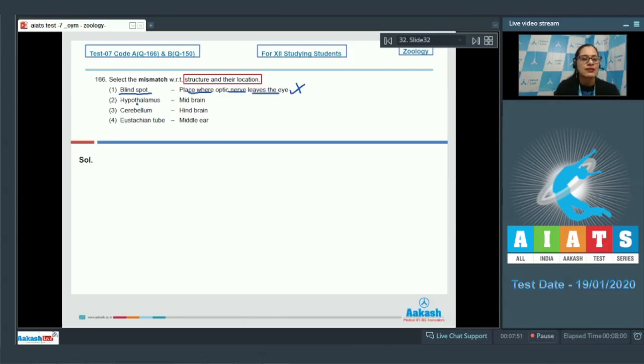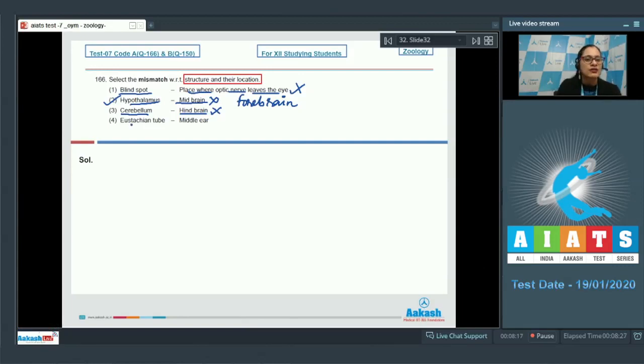The next match given is hypothalamus, and the match is midbrain. And as it is an incorrect match, this is a correct answer to our question, because hypothalamus is the part of forebrain and not midbrain. The next match given is cerebellum, and the match given is hindbrain, and as it is a correct match, this cannot be a correct answer to our question.